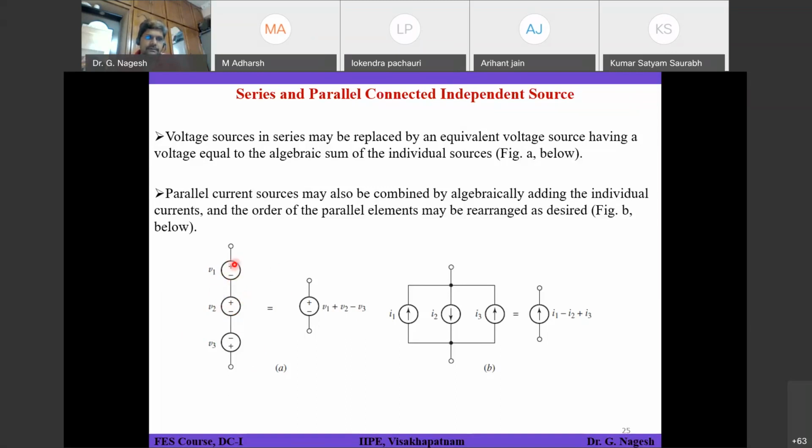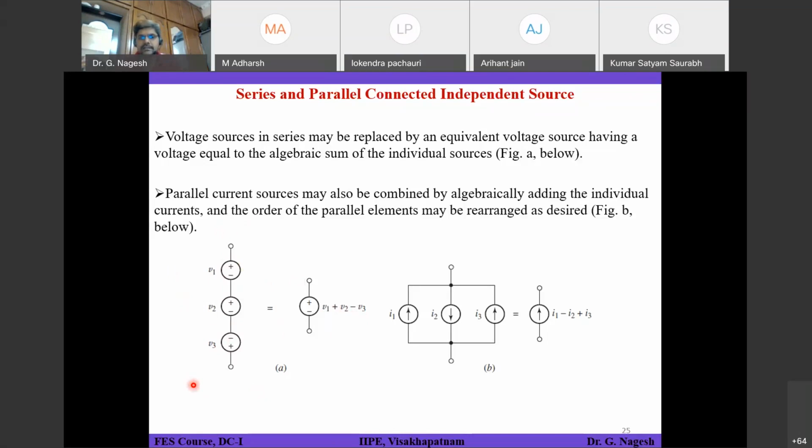That means V1 is my reference and V2 is seen to be in the same polarity as that of V1. So I will simply add V1 and V2. But if you see here, the polarity of V3 seems to be opposite to that of my reference V1. So you have to subtract that voltage from the net. So that means V1 plus V2 minus V3 will be the equivalent of these 3 voltages in series.